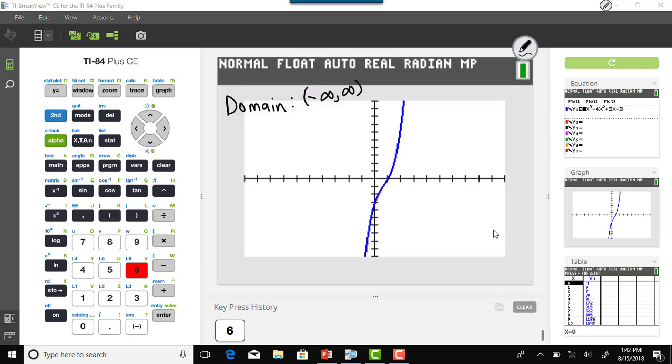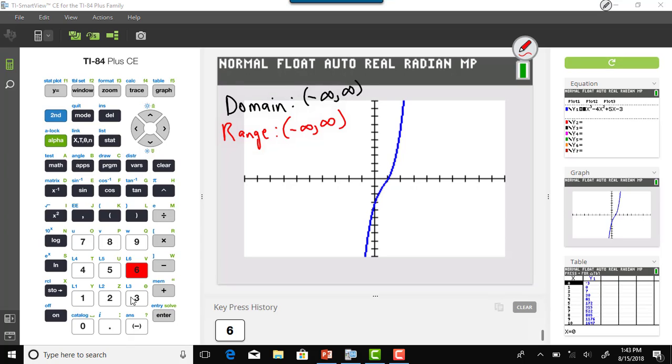And in terms of my range, if I'm looking vertically, up and down for my y values, then if I started tracing this graph, it goes all the way down to negative infinity. And if I continue up my graph, it goes all the way up to positive infinity as well. So the range of my graph would be from negative infinity to positive infinity.